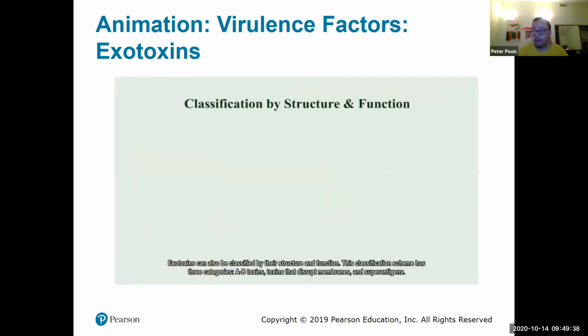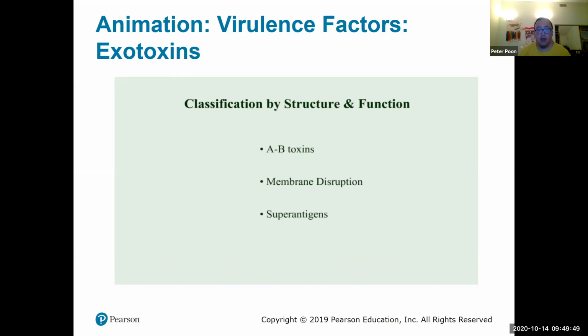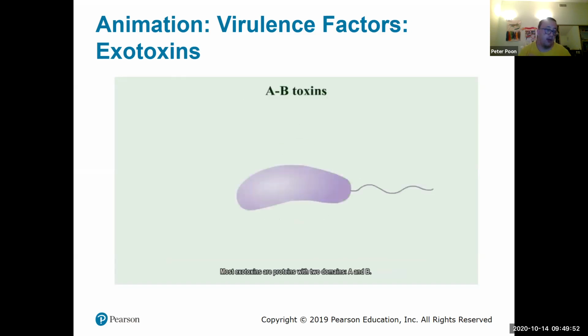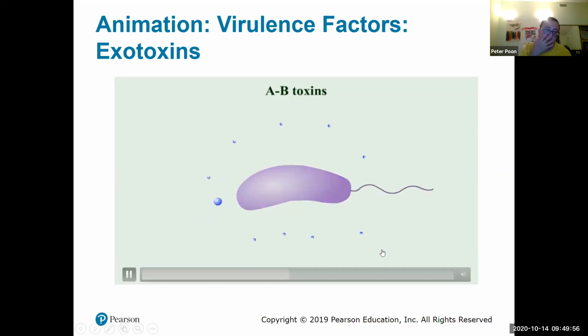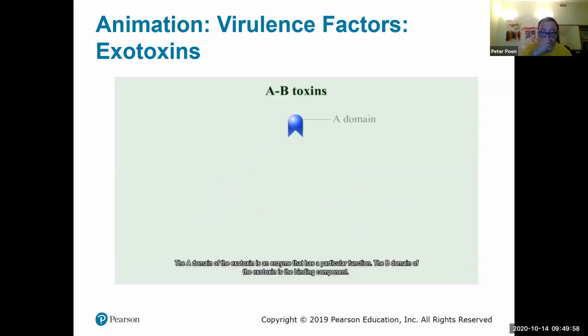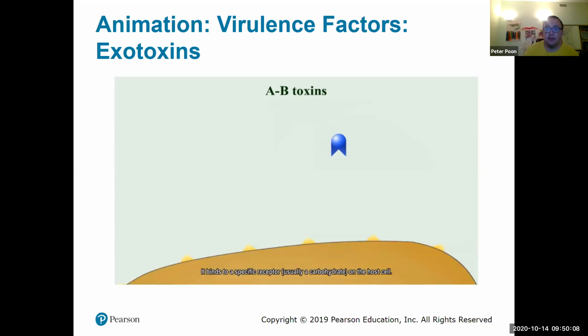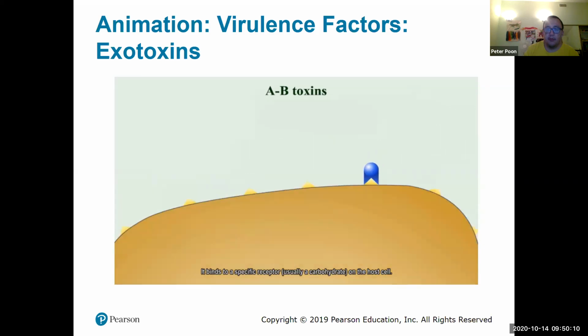Exotoxins can also be classified by their structure and function. This classification scheme has three categories: AB toxins, toxins that disrupt membranes, and superantigens. Most exotoxins are proteins with two domains, A and B. The A domain is an enzyme that has a particular function. The B domain is the binding component. It binds to a specific receptor, usually a carbohydrate on the host cell.